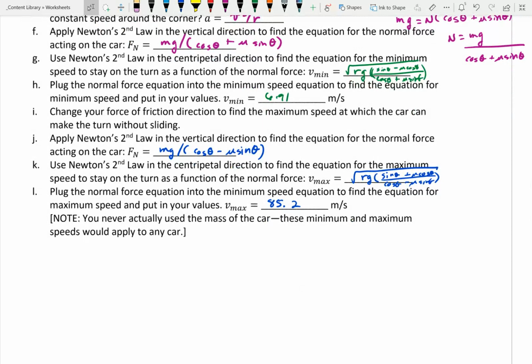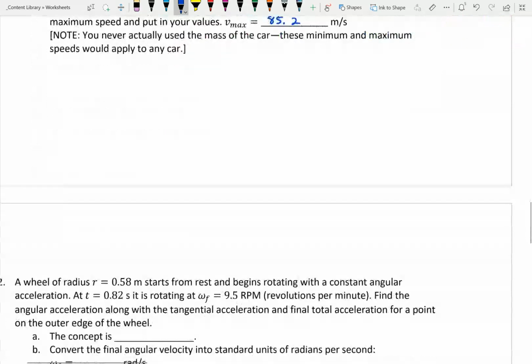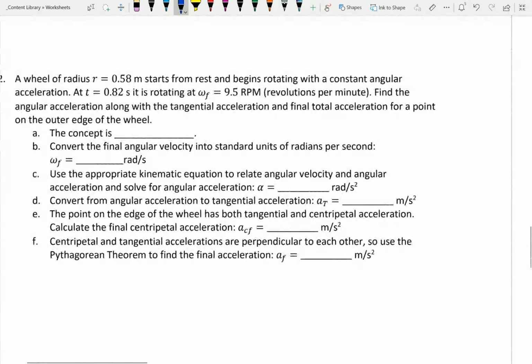All right. Note you never actually used the mass of the car anywhere in these calculations. We didn't calculate the number for the normal force, or else you would have had to use the m. But to calculate the maximum and minimum speeds to make the turn safely, the mass didn't matter. So you could be racing a really light car or a really heavy car. It's going to have the same minimum and maximum speed to stay on this heavily banked turn. All right, that ends this problem, and it's time to move on to the next one.